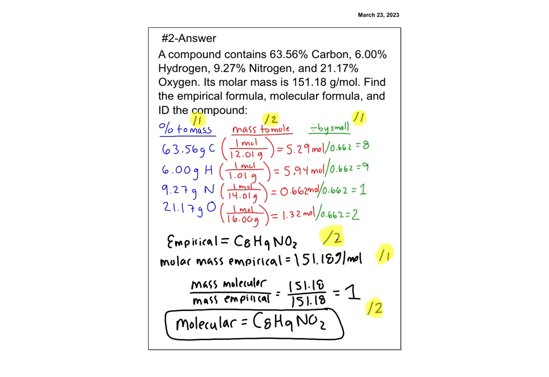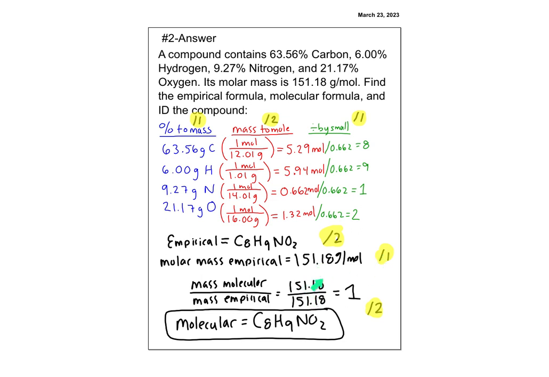Then they told me that the molar mass of the molecular formula was 151.18. Oddly enough, when I added up the molar mass of my empirical, so 8 carbons, 9 hydrogens, 1 nitrogen, 2 oxygens, I got 151.18 grams per mole. So when I take the molecular divided by the empirical, I get 1, which means my molecular formula is exactly the same. So if you remembered to find the molar mass of the empirical formula, give yourself 1 point.